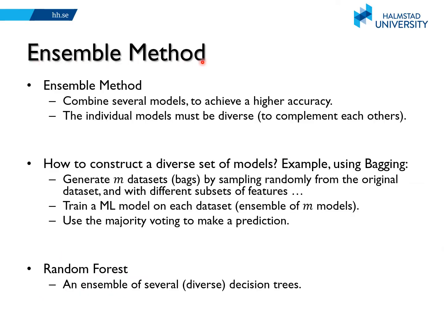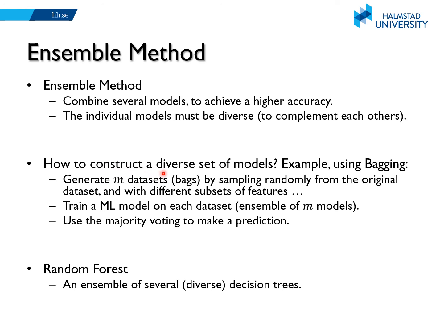Random forest is one kind of ensemble method. An ensemble method combines several models to achieve a higher accuracy. And to do this, the individual models within the ensemble must be diverse. In other words, they must make different kinds of error. Okay, so the members of the ensemble should be diverse in order to complement each other.